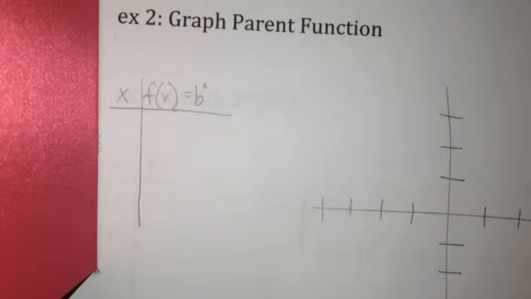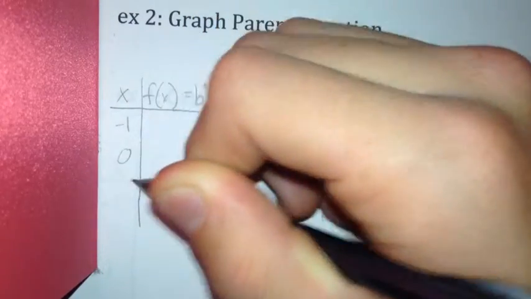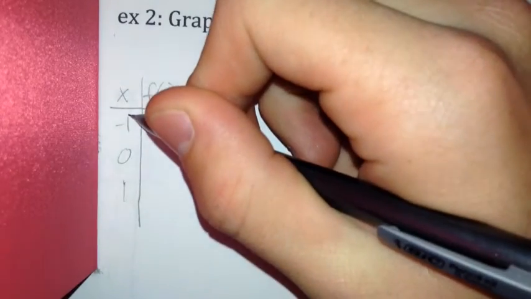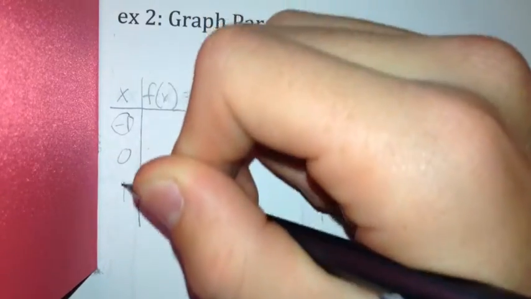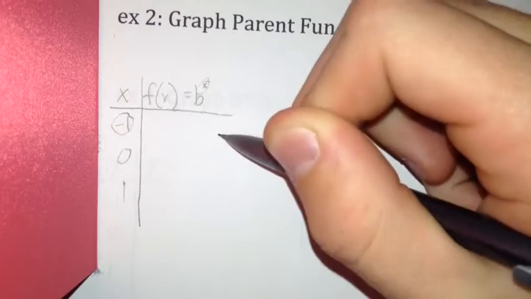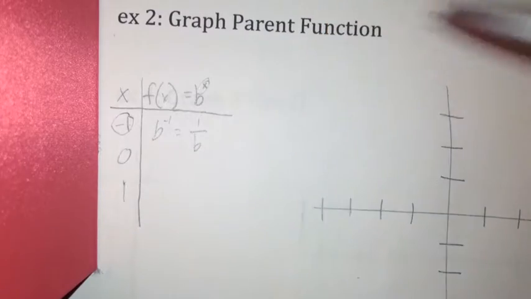Graphing. Okay, so for graphing, we always need to make a t-chart so that we know where all our points go. For x, we're going to just use -1, 0, and 1. In this we have b in our y. So starting with -1, you plug -1 into where x is. So it's b to the -1, which equals 1 over b.